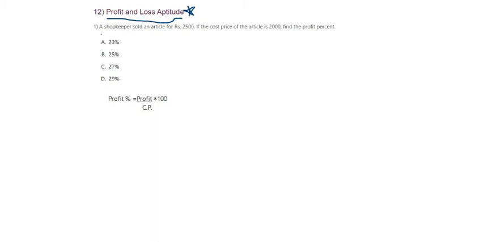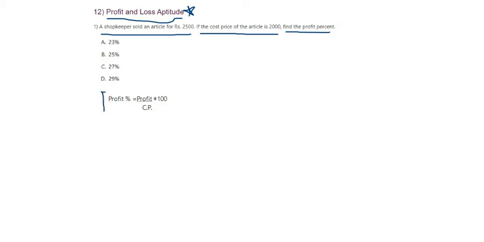The next question is your profit and loss aptitude. This is asked in most of the question paper modules. Let's see. A shopkeeper sold an article for 2,500. If the cost price of the article is 2000, find the profit percent. If not, they ask what is the profit, they even ask what is profit percent.